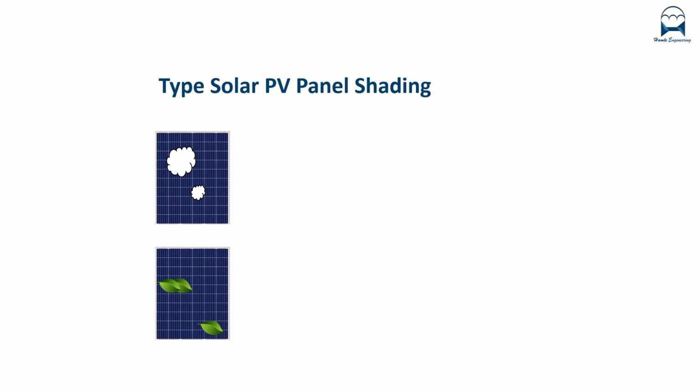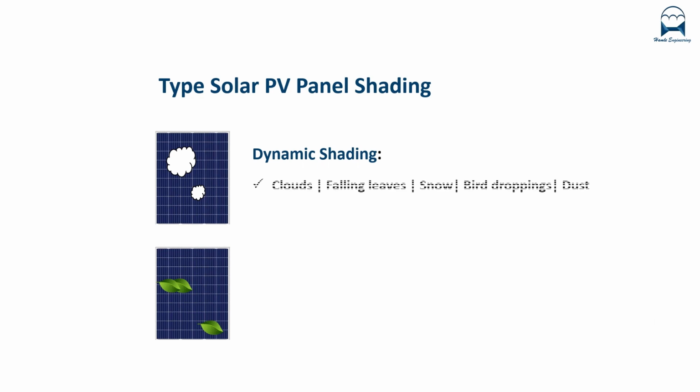Dynamic shading. This type of shading is created dynamically, for example, by moving clouds and falling leaves, and is a temporary form of shading. The shading can also be caused by snow, bird droppings, and even dust formation on the surface. Static shading. It is a pre-planned shading, like shade caused by surrounding trees, towers, buildings, and other objects. The occurrence of shading is due to a proposed obstruction. This shading is a barrier that needs to be considered when installing solar panels. However, it can often be overcome through a well-designed layout, trimming trees, or installing DC power optimizers.